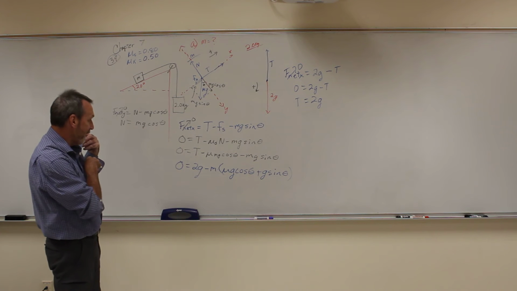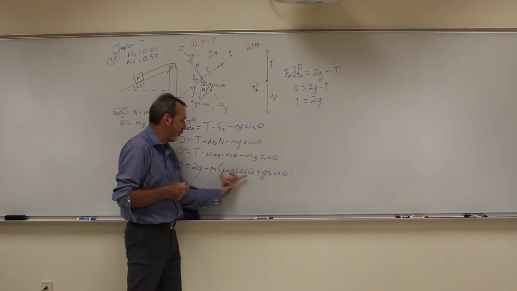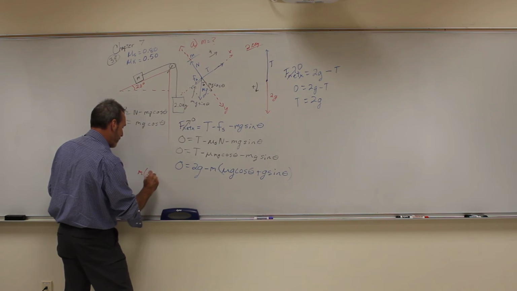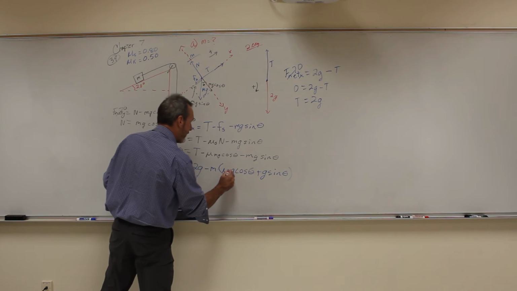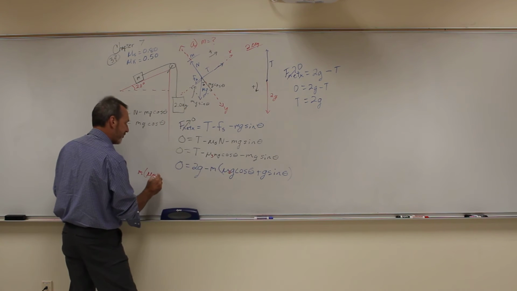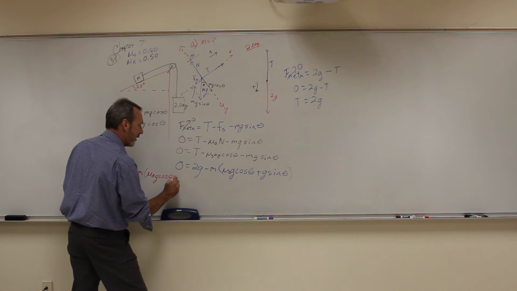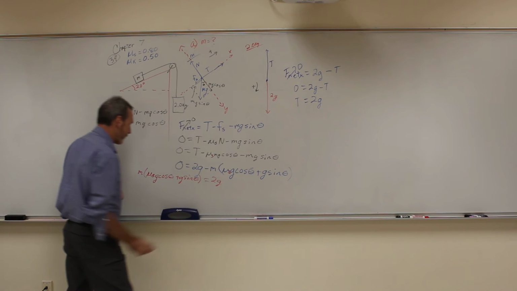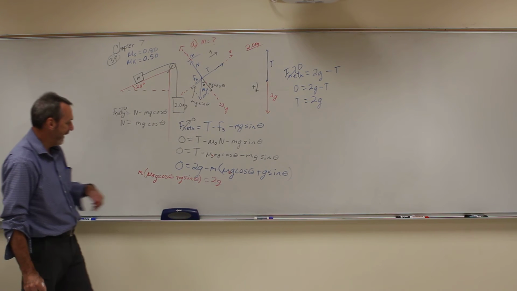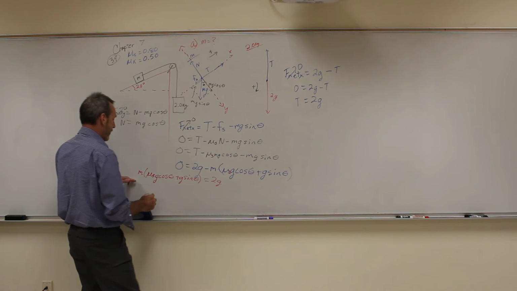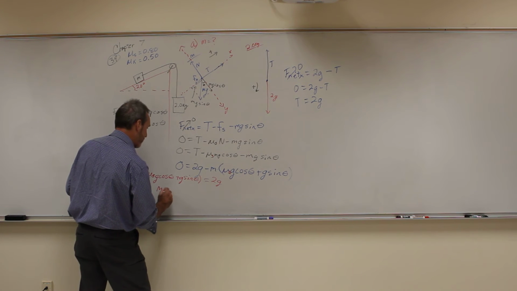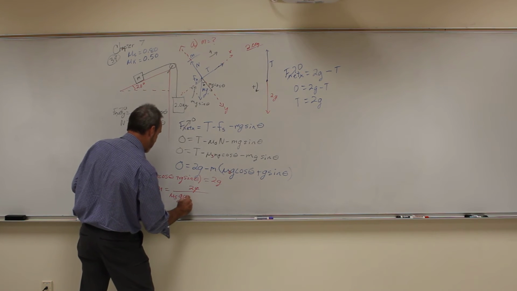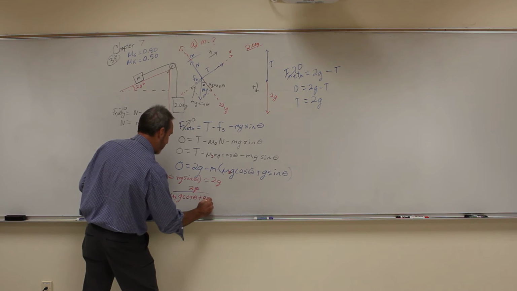All right. Then I'm going to solve this for m. So I'm going to move this whole term to the other side to make it positive. So this becomes m times mu, and this is mu sub s. I lost the s, sorry. Mu sub s g cosine theta plus g sine theta is equal to 2g. And I'm going to divide by all this. I'm going to get m is equal to 2g over mu sub s g cosine theta plus g sine theta.